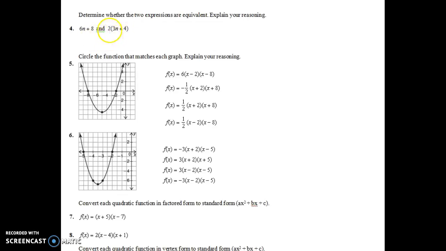So if we distribute 2 times 3, we get 6n, and the 2 times the 4, we get plus 8, because these two are equal. When you simplify them, as determined, we would say, yes, they are equivalent because they're the same.